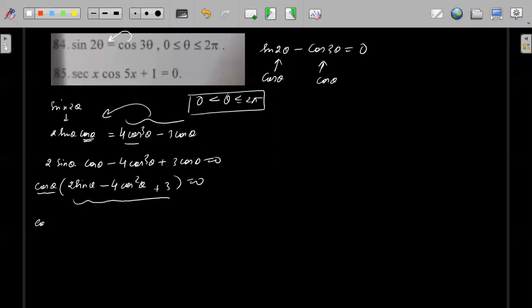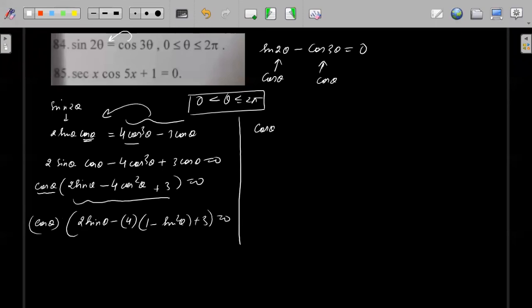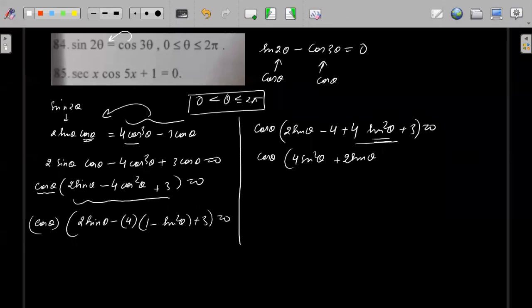Right? So let's see. So cos theta, this will become 2 sine theta minus 4 into cos square theta, which I can write as 1 minus sine square theta, plus 3 equal to 0. So this will become cos theta into 2 sine theta, minus 4 plus 4 sine square theta plus 3 equal to 0. So this is cos theta into 4 sine square theta plus 2 sine theta, and this is minus 4 plus 3, minus 1, equal to 0.